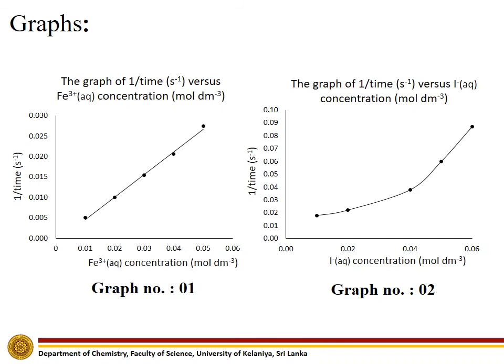As shown in graph number 2, an exponential curve is obtained when 1 divided by time, or rate, is plotted against the iodide ion concentration. This confirms that the reaction is a second order reaction with respect to iodide ion concentration.